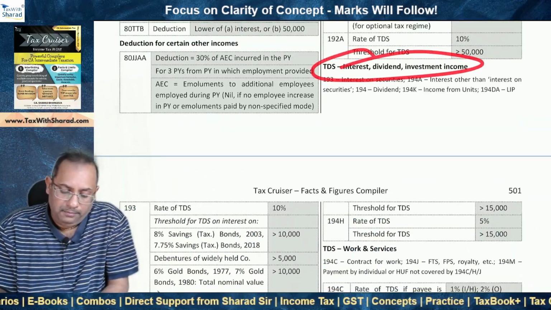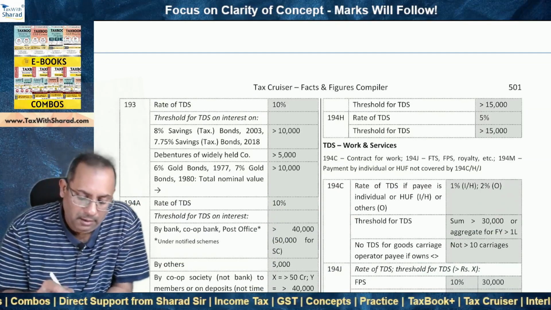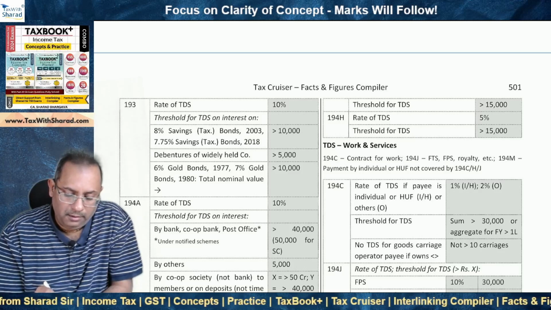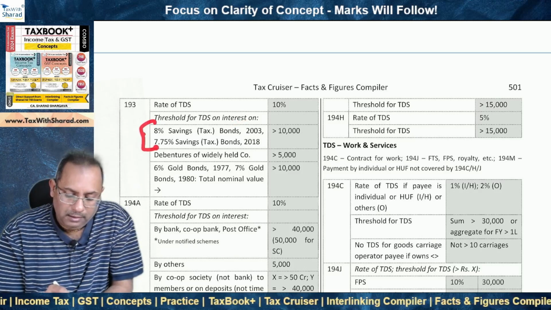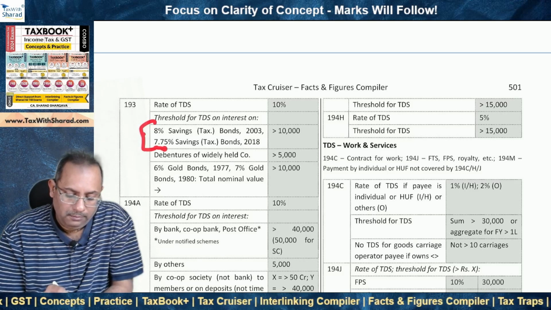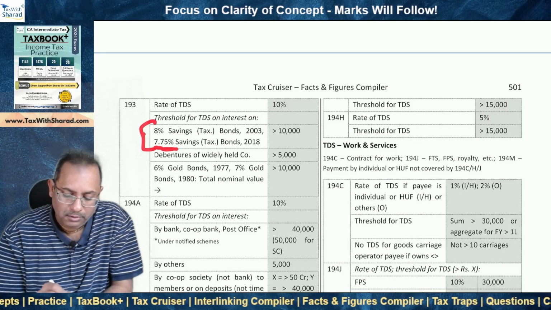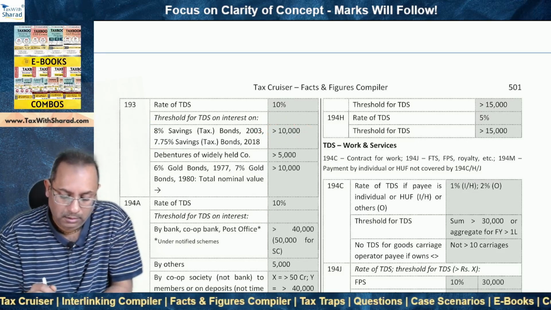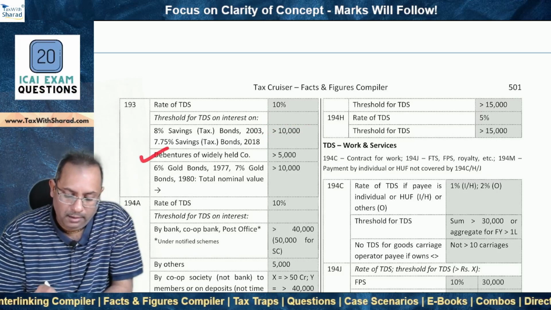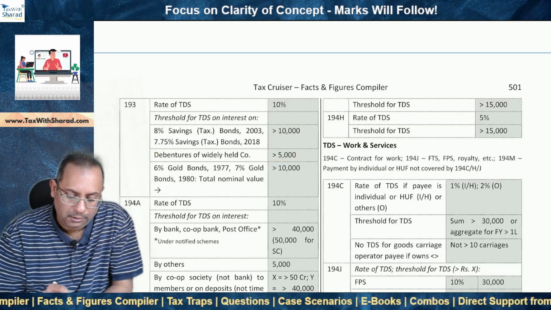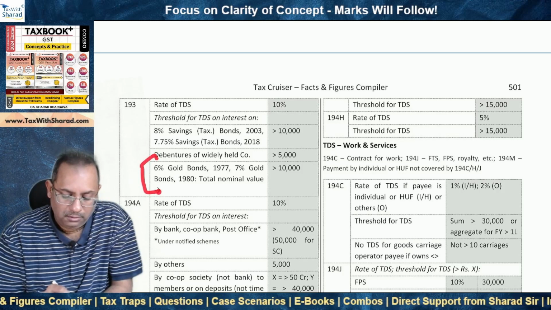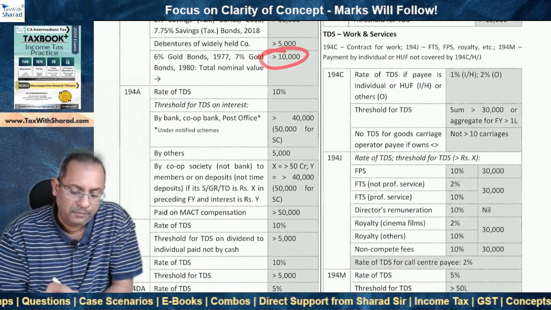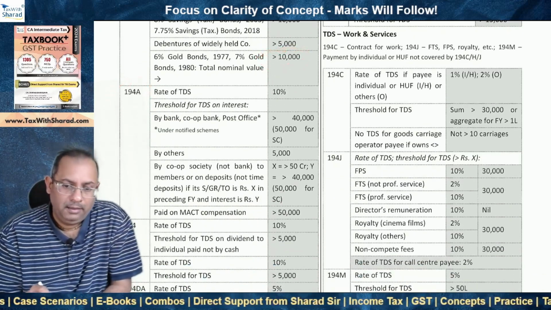TDS on interest, dividend and investment income. Section 193, interest on securities. Rate of TDS is 10%, and what is the threshold for TDS on interest? In case of 8% savings taxable bonds 2003 or 7.75% savings taxable bonds 2018, threshold is more than 10,000. So interest should be more than 10,000 for TDS to apply. In case of debentures of widely held company, threshold is more than 5,000. In case of 6% gold bonds 1977, 7% gold bonds 1980, the total nominal value should be more than 10,000 for TDS to apply.